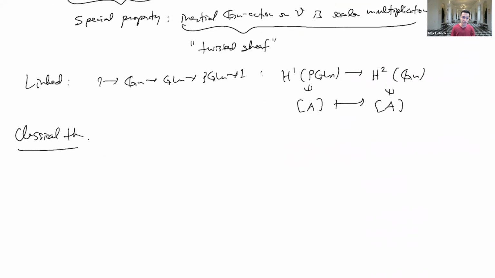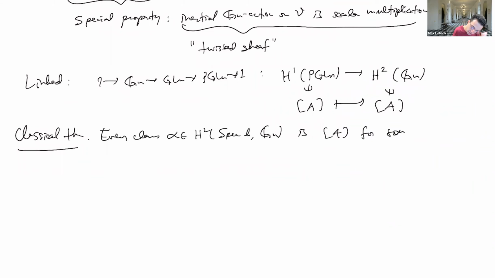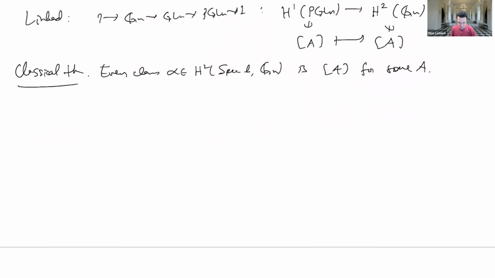So the classical theorem says that every class alpha in H2 of Spec K with coefficients in GM is the class of A for some A. Yeah. Now let me show you a modern proof of this.